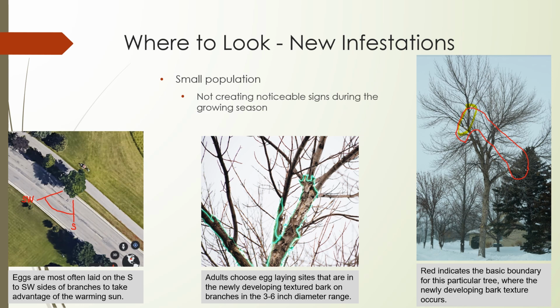In the northern climates, EAB larvae survival is significantly influenced by cold winter temperatures. This influences the orientation of successful larval boring and consequently woodpecker damage. Woodpecker damage can be found most frequently on the portion of the branch that is oriented to the south or southwest, where the sun warms the tree. Looking for woodpecker damage on the 3 to 6 inch diameter limbs with newly textured bark and a south or southwest orientation is the most efficient place to look to find new EAB infestations.